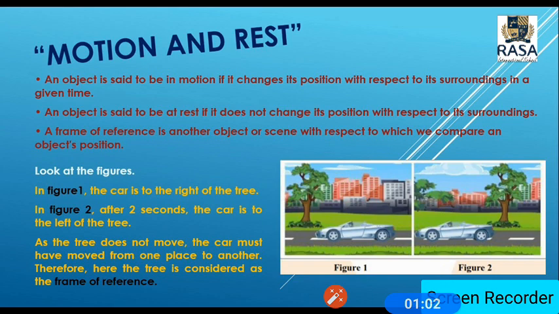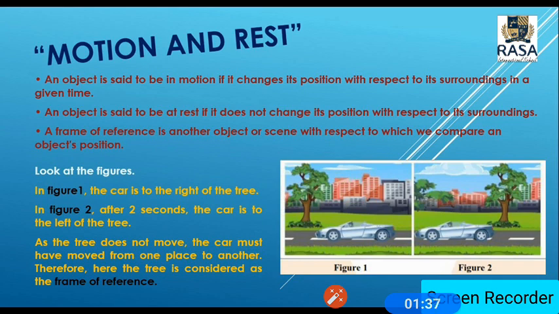Now what is rest? An object is said to be in a rest state if it does not change its position with respect to time and surrounding. So you find many objects in your house or in your class that are stationary or in rest state, like sofa, chair, table, blackboard. They are at their own position and are not changing their position with respect to time. Therefore, they are said to be in rest state.